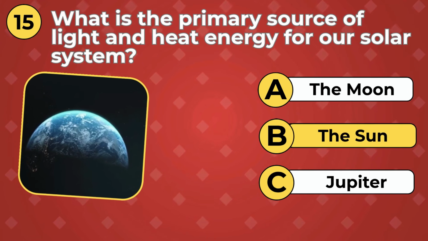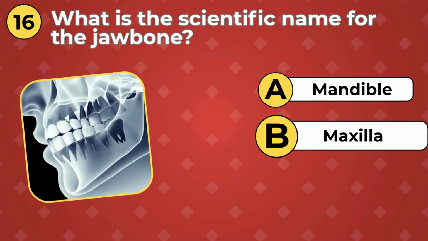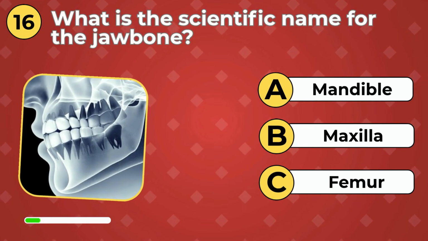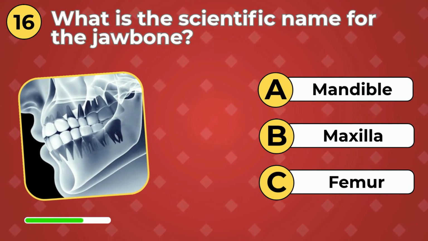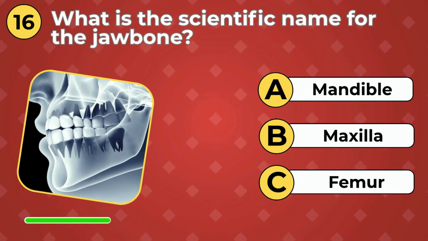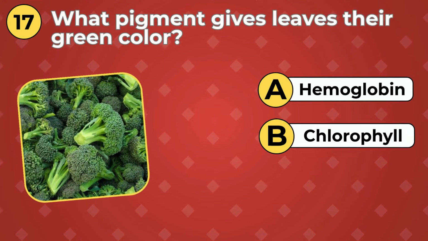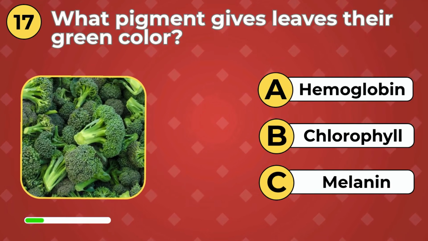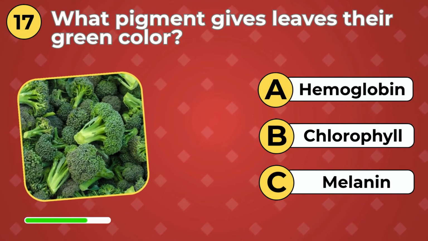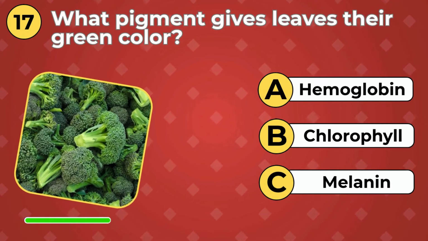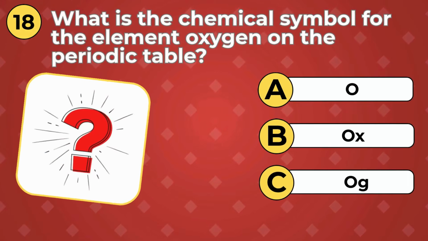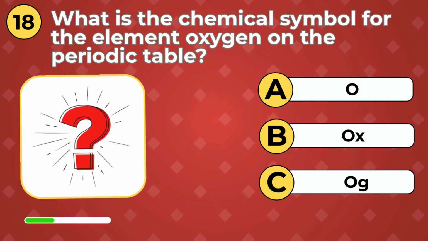The sun. What is the scientific name for the jawbone? Mandible, maxilla, or femur? Mandible. What pigment gives leaves their green color? Chlorophyll. Nice job on the basics. Now let's step it up. Moving on to the medium level. What is the chemical symbol for the element oxygen on the periodic table?